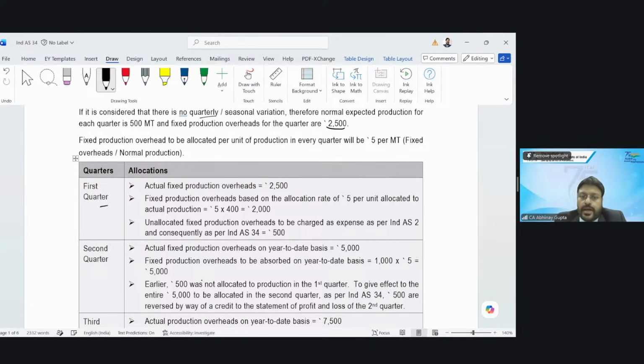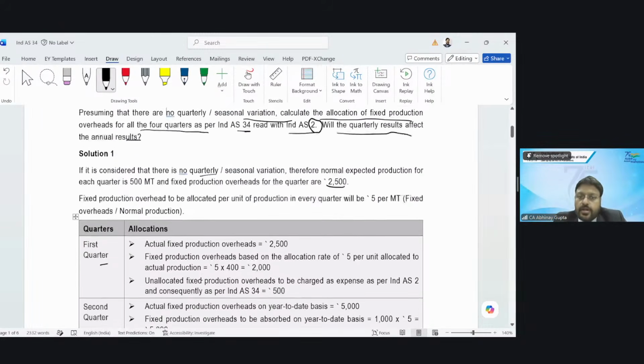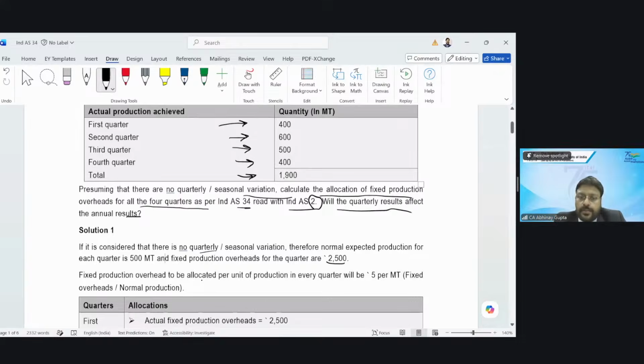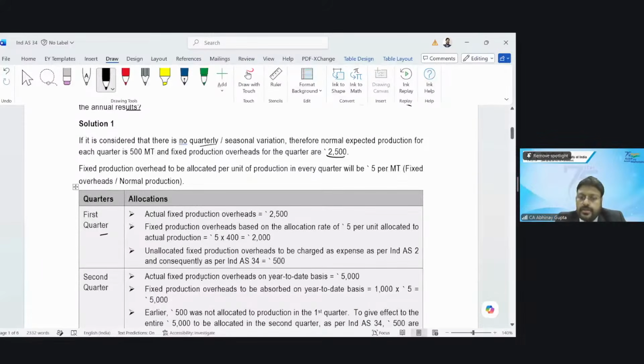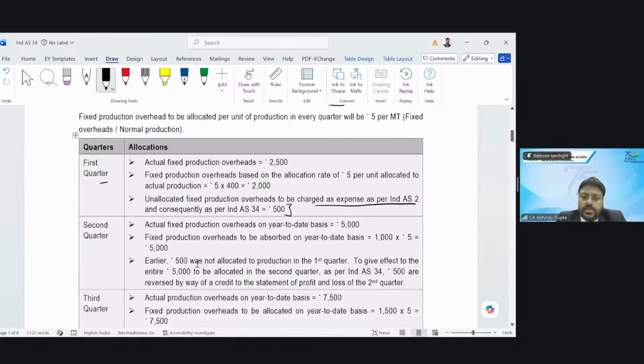But for the first quarter, what is the actual production? 400 units, right? So for the first quarter, how much allocation will happen? 400 into 5, 2,000 rupees. So the unallocated production overheads are to be charged as an expense in the P&L as per Ind AS 2, 500 rupees. Is that clear? So you will be loading 2,000 rupees only on the inventory, but 500 rupees will be charged in the P&L as an expense. In the second quarter, how much is the production?